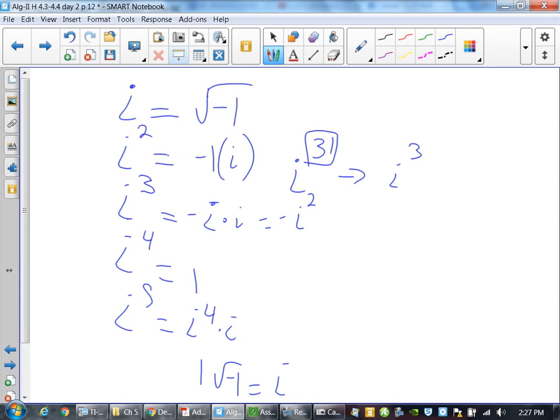So if there's 1 left when we divide by 4, then it's just equal to i. If there's 2 left, it's i squared, which is -1. And then if there's 3 left, then it's negative i. And if there's 4 left, then it's just 1.